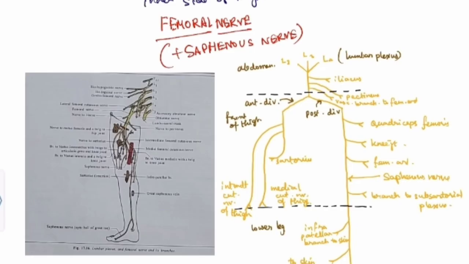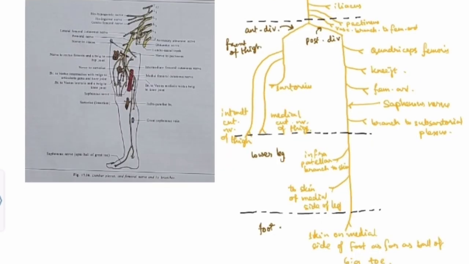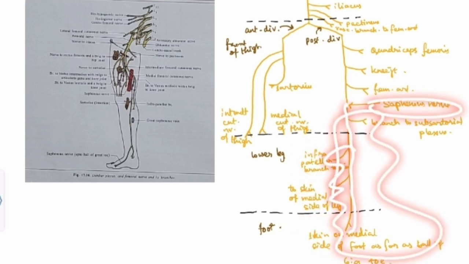So now we have discussed about the femoral nerve, and we'll discuss about the saphenous nerve along with it. Femoral nerve is the largest branch of the lumbar plexus. Saphenous nerve is the longest cutaneous nerve of the body. When we come to the saphenous nerve, you can see mainly the skin is being supplied. See from here the saphenous nerve is beginning. So all this is saphenous nerve.